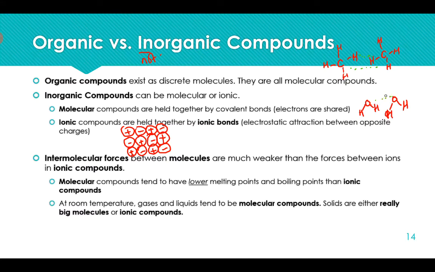holding these molecules together. Molecular compounds always have a lower melting point or boiling point than ionic compounds because it's much easier to break apart an intermolecular force than it is to split apart an ionic compound. So molecular compounds always tend to have lower melting points and boiling points than ionic compounds. At room temperature, molecular compounds can be solids, liquids, or gases. But the solids are usually either really big molecules or have really strong intermolecular forces, or they're ionic.